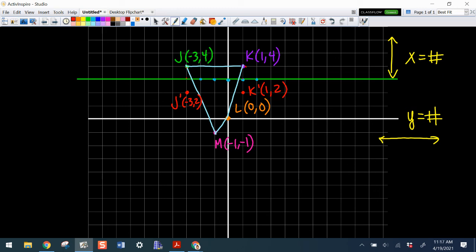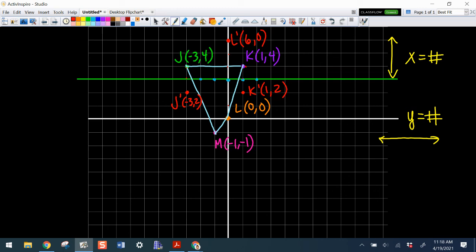L, now this one's going to change because it's not on the line of reflection. Being 3 units from the line, it now has to be 3 units above the line. So L prime will be located up here, at 6, 0. So don't always assume just because it's 0, 0, it's not going to move. It depends on where it is in relation to the line of reflection.